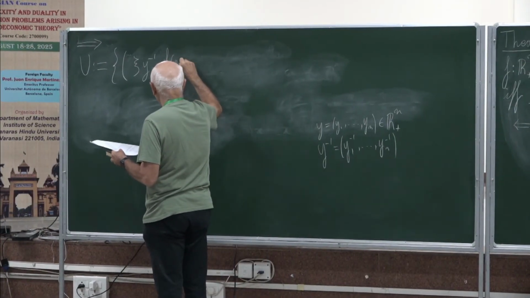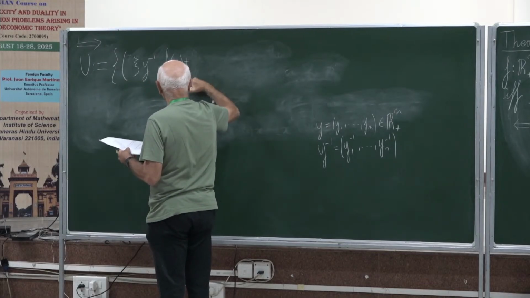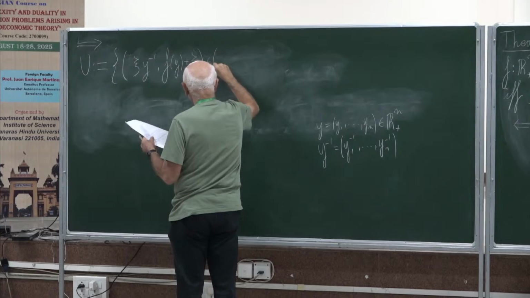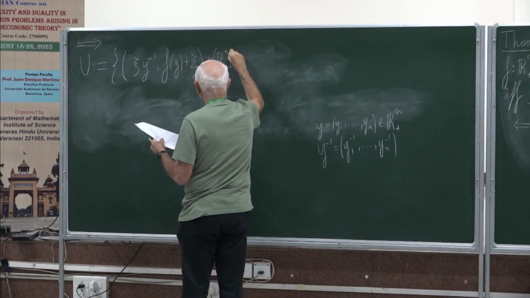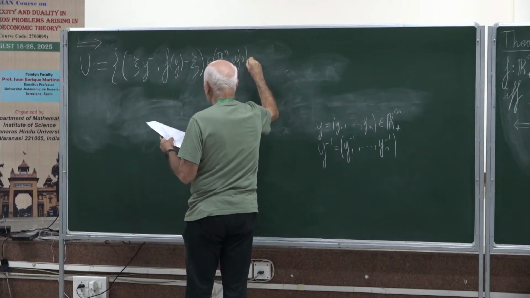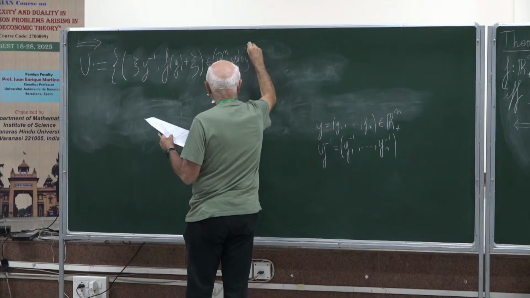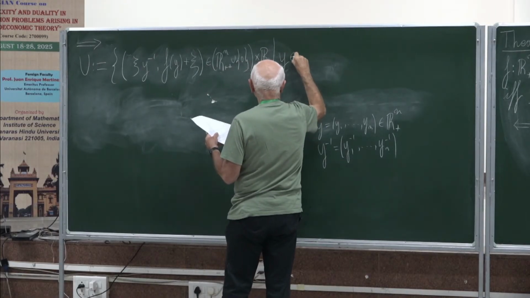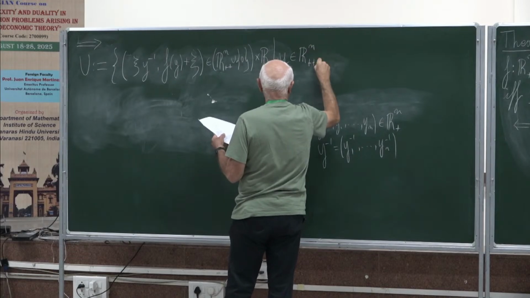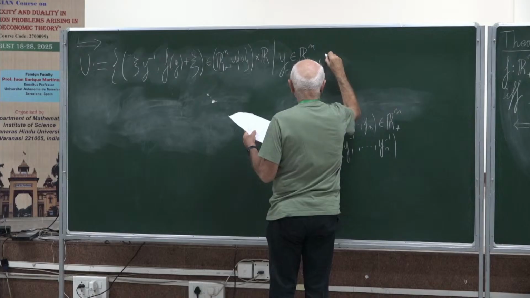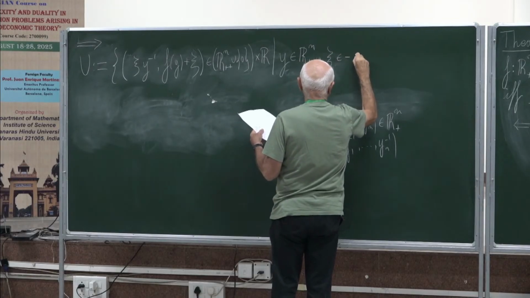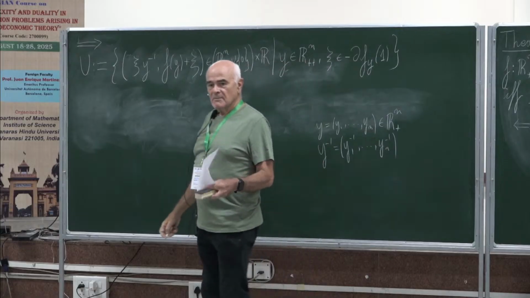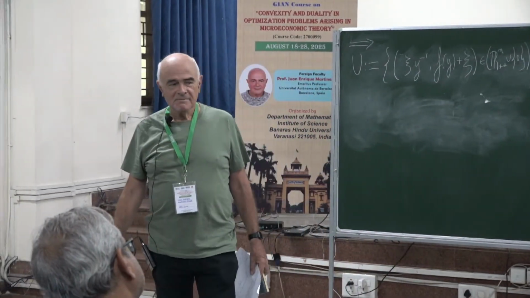Fy plus psi belonging to R plus n union 0 cross R, such that y is arbitrary in R plus n and psi belongs to minus the subdifferential of Fy at 1. A very natural U, as you see.